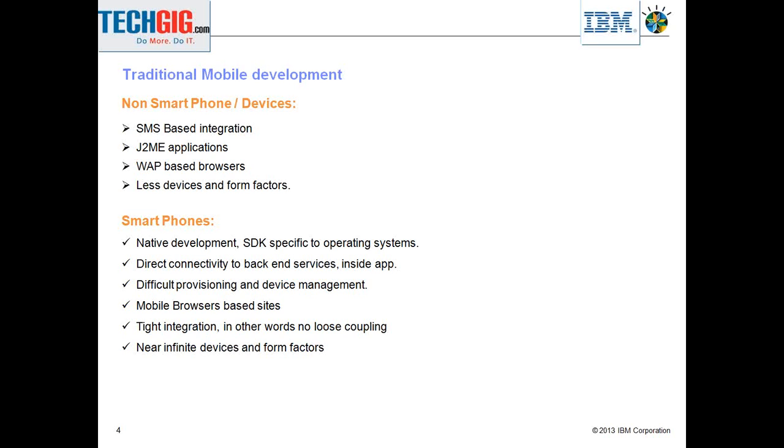Near infinite devices and form factors: we had a huge set of devices with different form factors and different screen sizes. On Android we have 4.3, then the older 2.5, then 7.2, now 10.1, and so forth, and a few netbooks also come with Android. We initially had the iPhone, which had a standard screen size. Then the iPad, at 10.1, so near a 10-inch screen size.